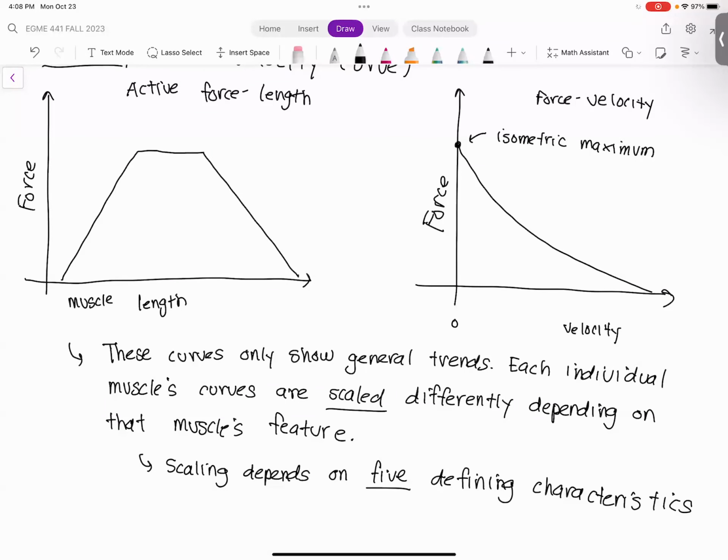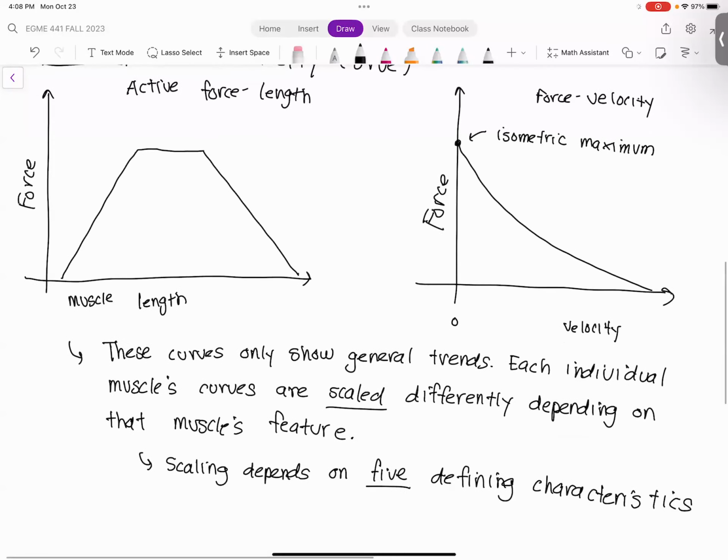And so that's where we left off last Wednesday, talking about what these 5 characteristics are, and we're going to talk about what effect they have on these curves. Another way to think about this is that the curves shown on the screen are a normalized, or non-dimensional, version of these curves.